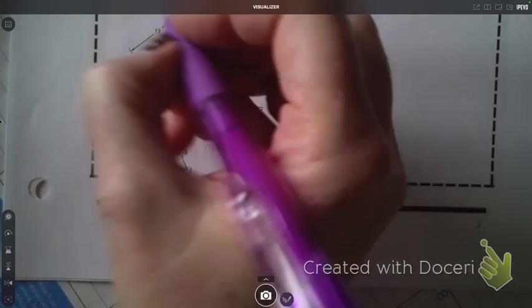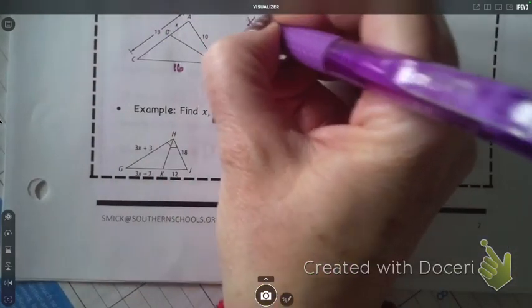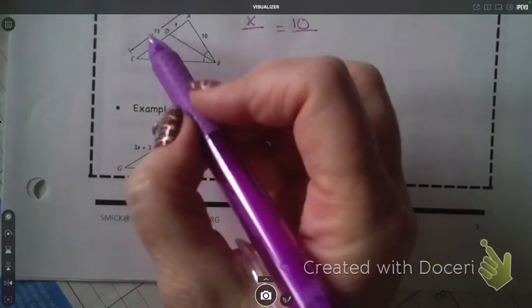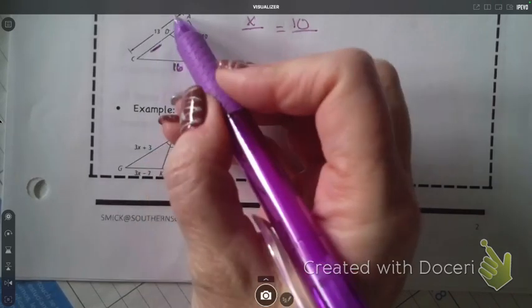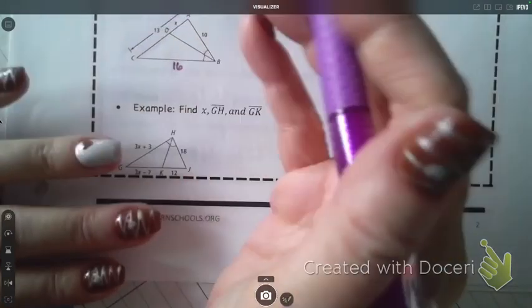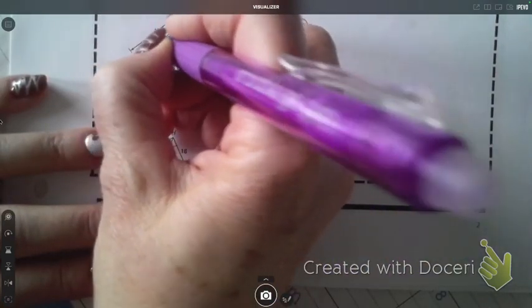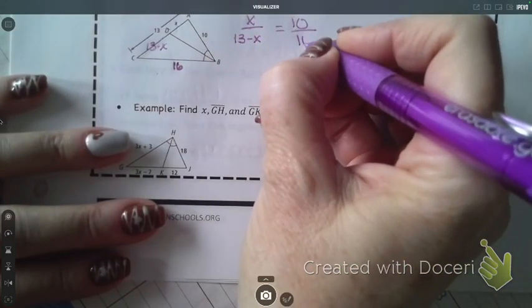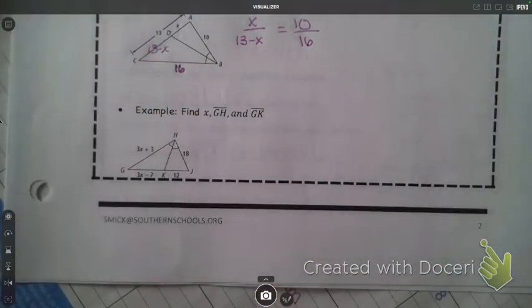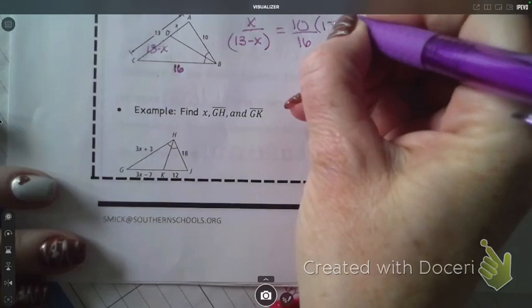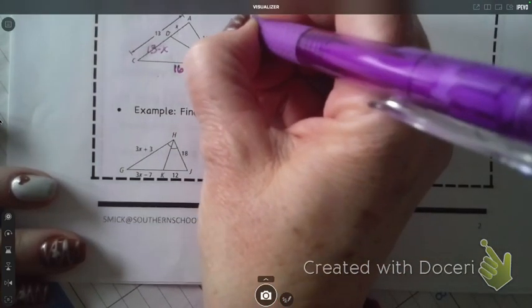So x and 10, everyone follow? X and 10. Well, I need this piece over here, yes? And the whole thing is 13. What is DC? 13 minus x. So 13 minus x, and then 16. Once I set this up, am I doing the exact same problem I've done over and over and over again? Yep. So 13 minus x and 16.